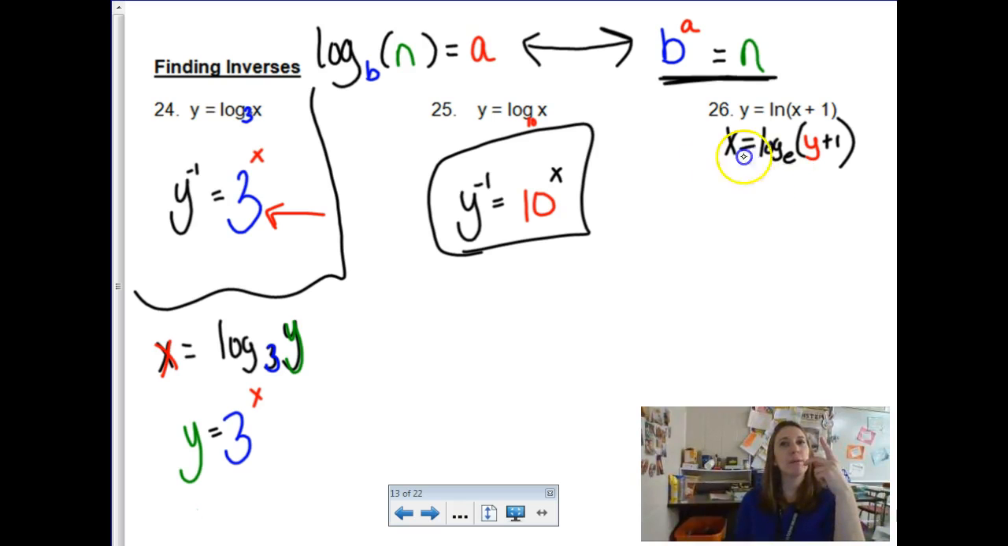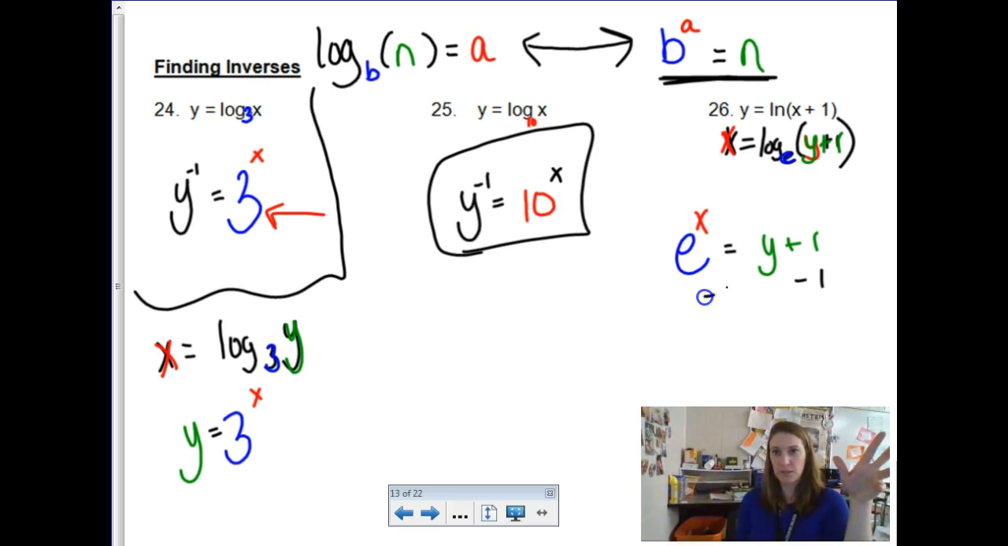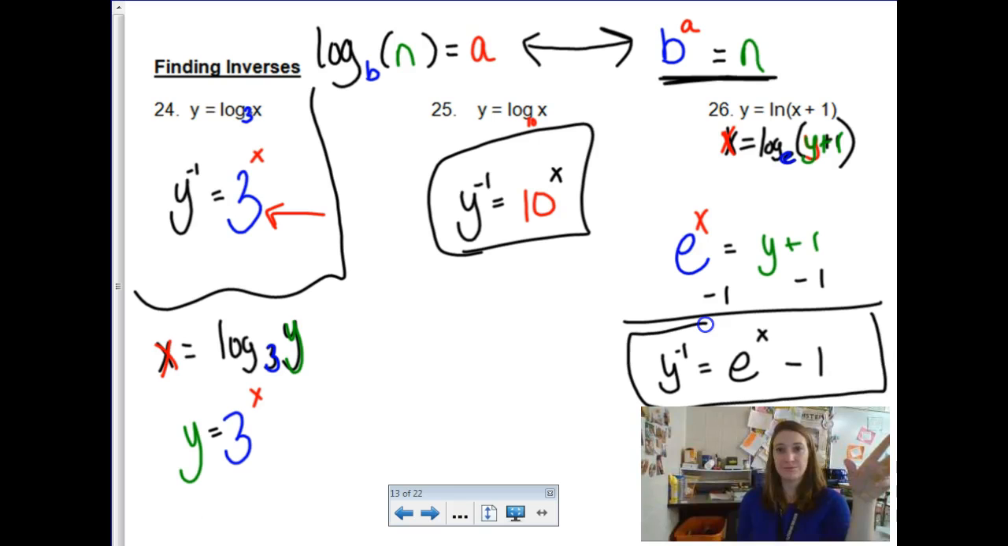Rewriting formula. My base in this problem is an e, right? So I'm going to write e, and then to the x power equals what was in the logarithm, which was this y plus 1. But we're not quite solved. We have to subtract the 1 still. So this becomes, I'm going to flip it around, inverse function is e to the x power, and then a subtract 1 after the function.